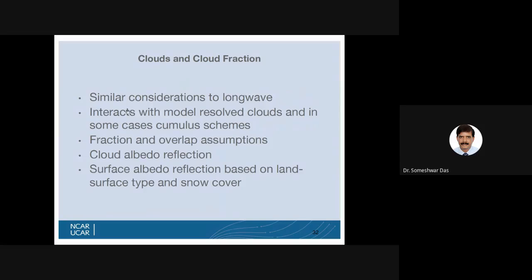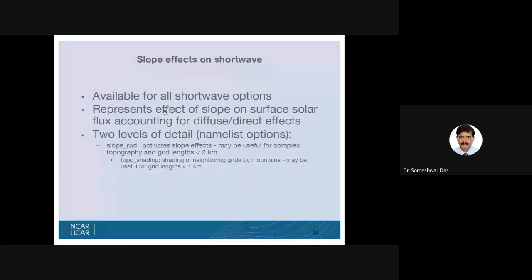Clouds and cloud fraction: similar considerations to longwave. It interacts with model resolved clouds and, in some cases, the cumulus scheme; fraction and overlap assumptions, cloud albedo reflection, and surface albedo reflection based on land surface type. Then the slope effect. In a mountainous region, because of the slope of the topography, the way the radiation is absorbed at the surface can be slightly different from that of a flat surface, and so that effect is taken care of.